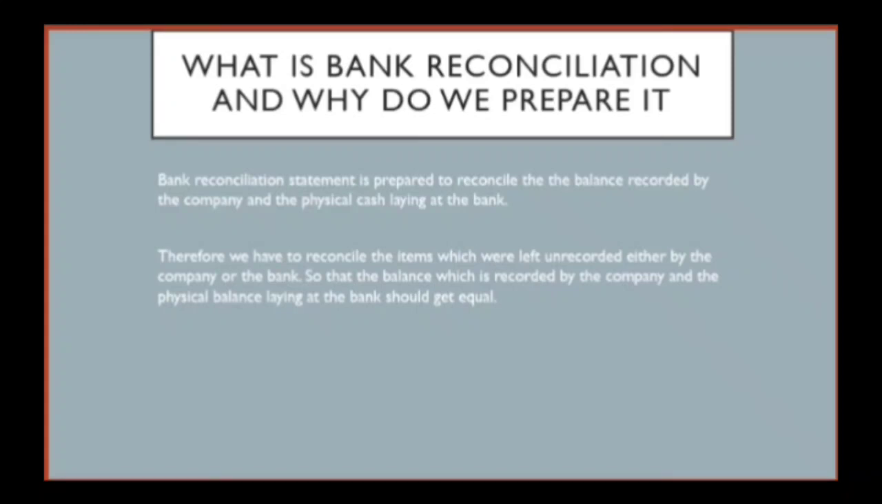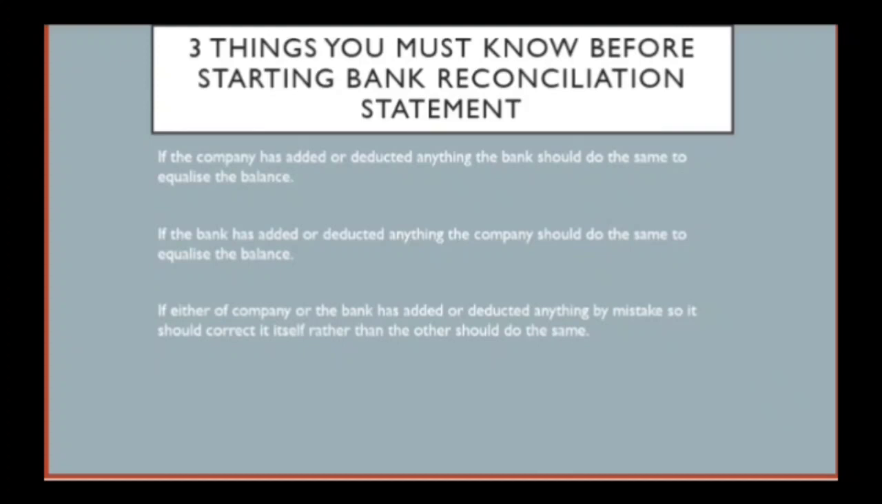So what are unreconciled items or unrecorded items? Let us discuss that. There are three things you must know before starting the bank reconciliation statement. If the company has added or deducted anything, the bank should do the same to equalize the balance. Or if the bank has added or deducted something, the company should do the same to equalize the balance. If either the company or the bank has added or deducted anything by mistake, it should correct itself rather than the other making the same mistake.